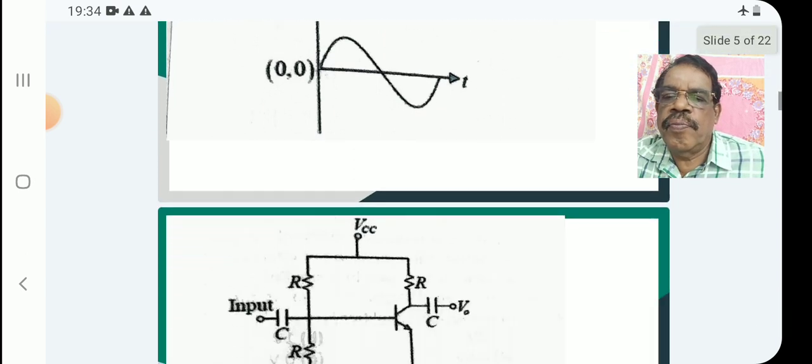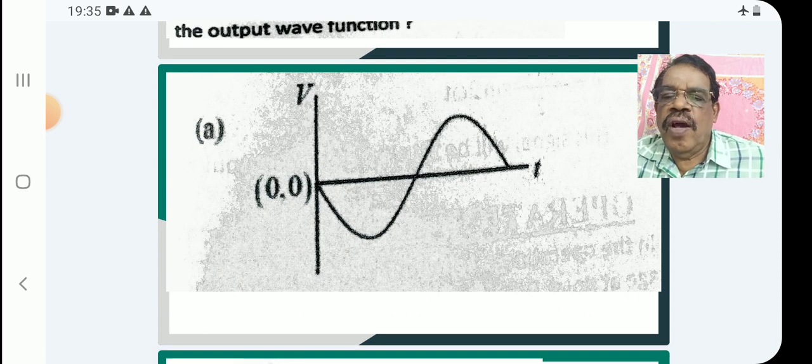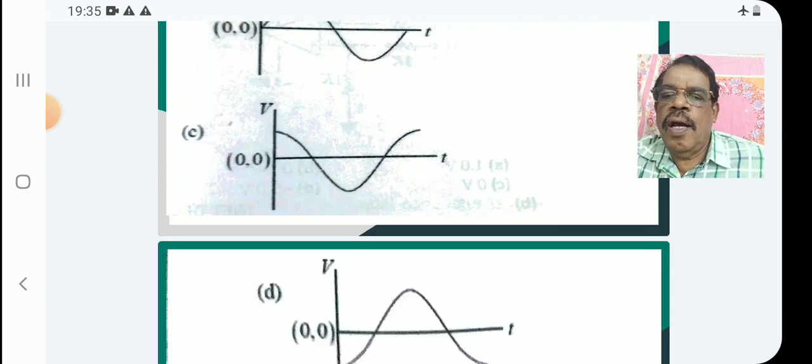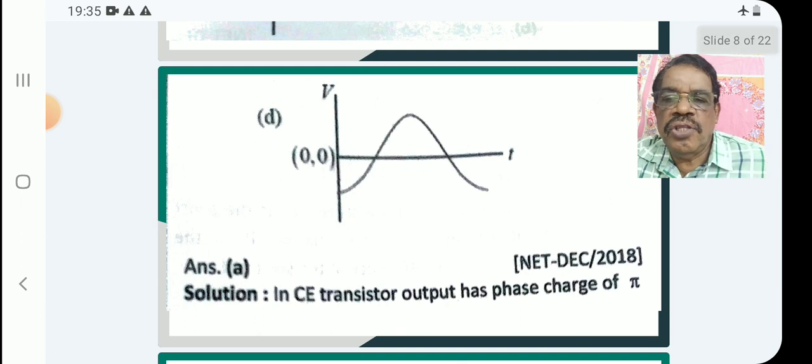Negative going. So the answer is, the first one is just reversed, phase reversed. The second one has the same appearance. The third one is different, and the fourth one is also different. What is the answer? Answer is A. It's a simple question, nothing to do.